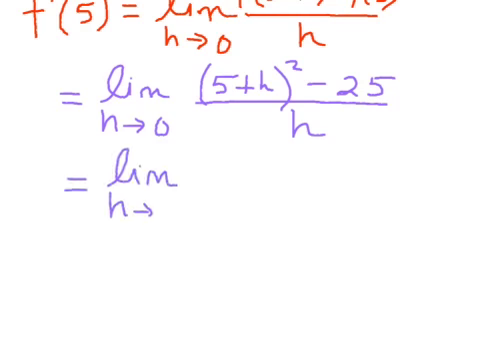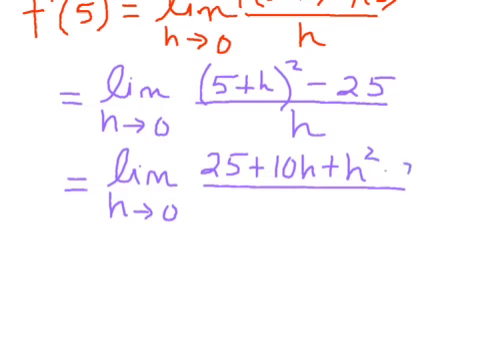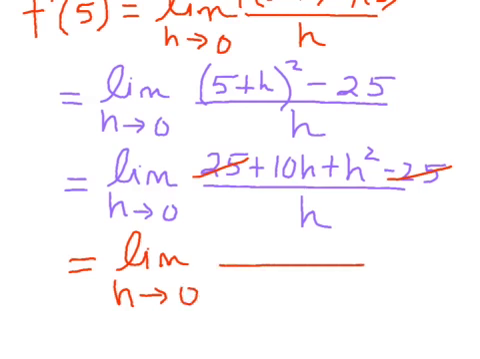Alright, let's expand that expression and see where it leads us. So again, we're going to take the limit as h goes to 0. If I expand that, I get 25 plus 10h plus h squared minus 25 all over h. I'm going to pull out another color pen because I want to do a little canceling now. The 25 at the start cancels with a minus 25 at the end. You also might notice that there's an h in this term, there's an h in that term. Let's factor out an h. So we get the limit as h goes to 0 of h times 10 plus h over h.